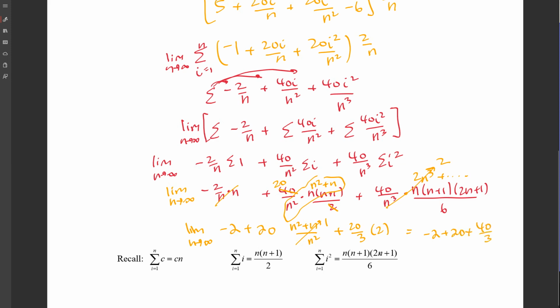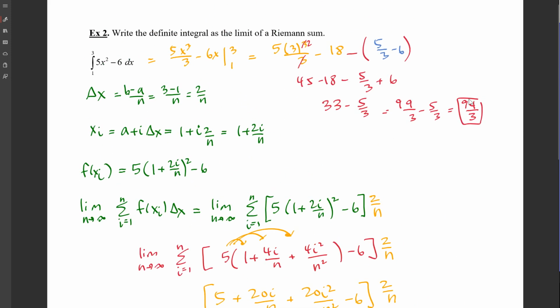All right, that's the same as 18 plus 40 over 3, which if I get a common denominator, I think that's 54 plus 40 over 3, which turns out to be 94 over 3. And did I get the same answer as this up here? Yes, I did.